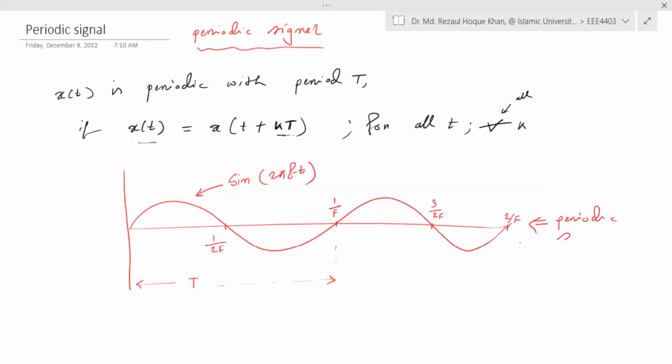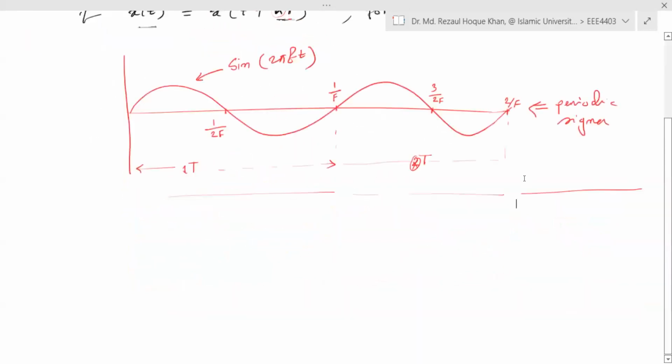You see, if you shift by T, from here to here, that is another T. Say, for example, this is the first T, and this is the second T. If you keep shifting by an integer number of T, the signal remains unchanged. So this portion of the signal is the same as this portion, and will also be the same as that portion. This kind of signal is called a periodic signal.